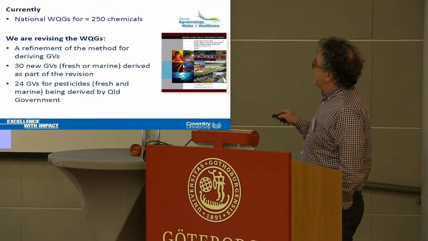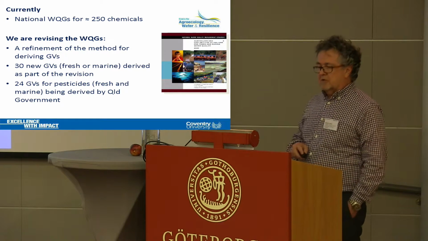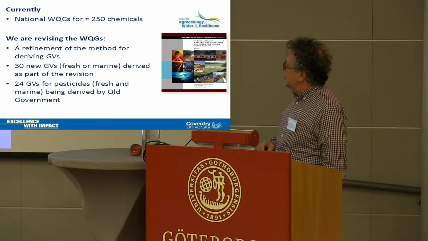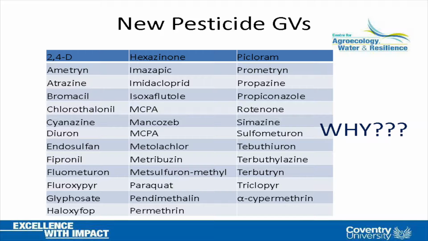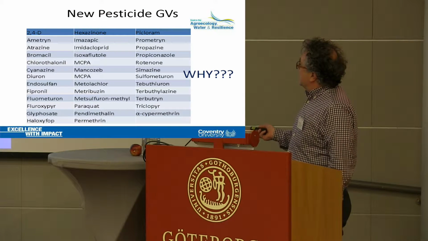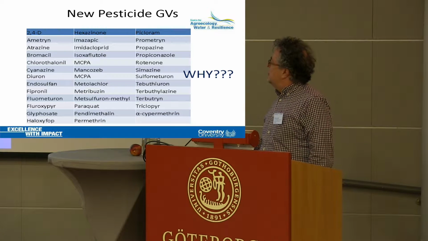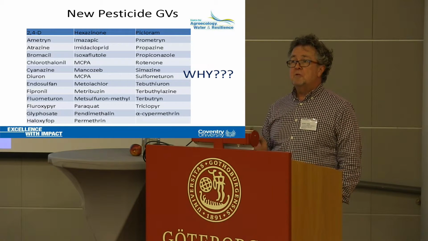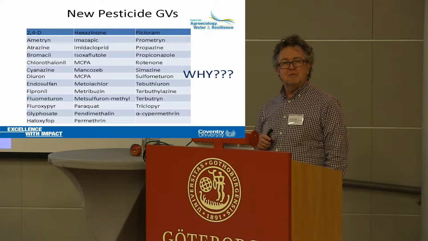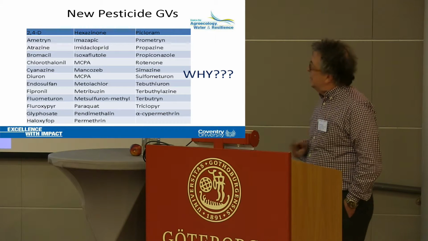But in addition, from the official set which are being derived, the Queensland government, where I was working, is actually deriving guideline values in fresh and marine waters for another 24 pesticides. The pesticides that we're deriving guideline values for are here, and you may ask why. Why on earth are you doing this? Well, there are a couple of reasons for that. First of all, these pesticides are currently licensed for use in Australia. Some of those chemicals may surprise you that they're still in use in Australia compared to some countries, but nonetheless they are, and that's not my decision.